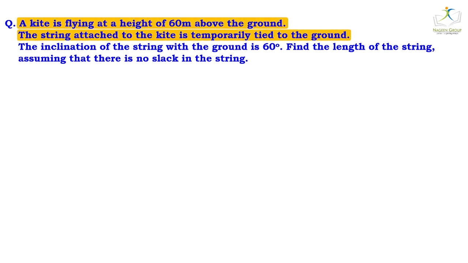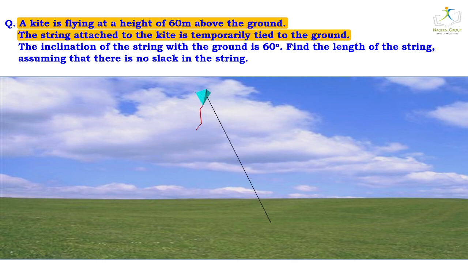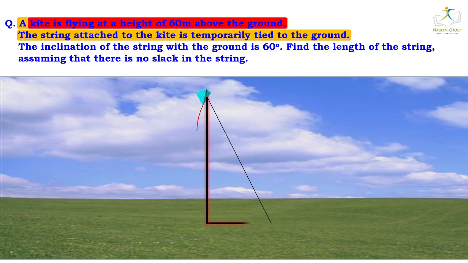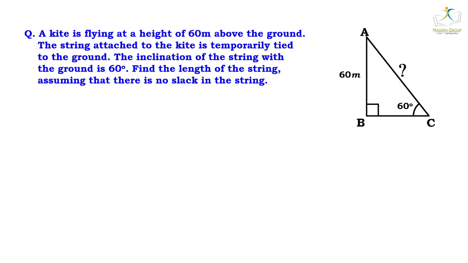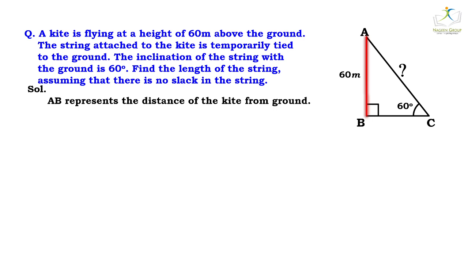So here a kite is flying at a height of 60 meters. We consider that we have a kite, right? The height of this kite we considered as 60 meters from the ground. Now the string attached to the kite is temporarily tied to the ground. The inclination it makes is 60 degrees. You have to find out the length of the string, right? So consider this triangle ABC. This is 60 degrees, right? AB represents the distance of the kite from the ground.